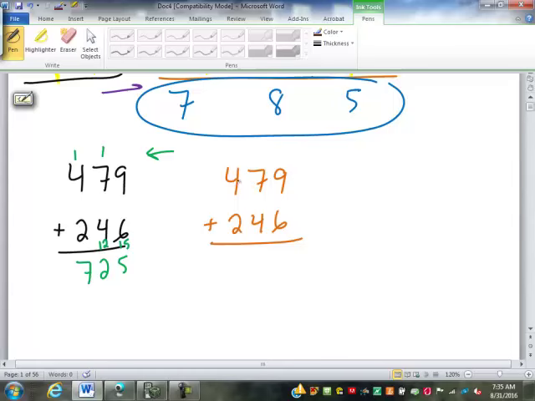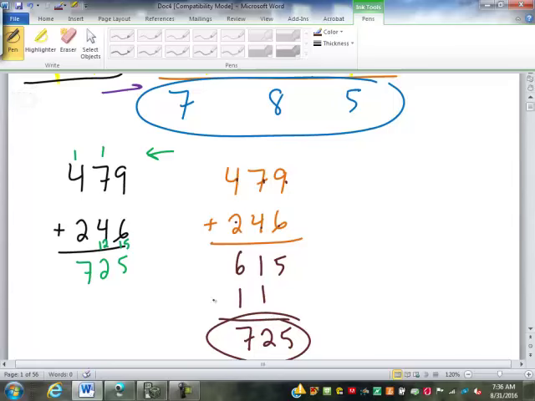But a different way you could have done this is 4 plus 2 is 6. 7 plus 4 is 11, so 1, drop the 1. 9 and 6 is 15, so 5, drop the 1. 7, 2, 5. Now you can see it gets us to the same answer. It will work every time.